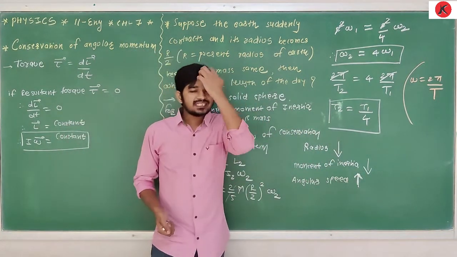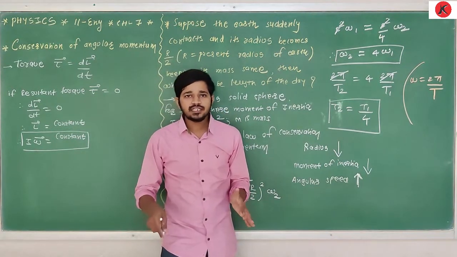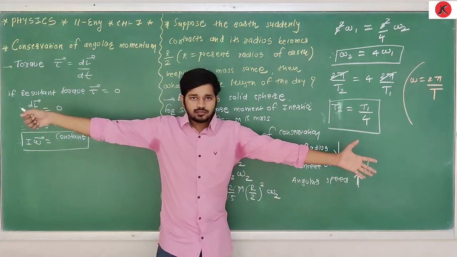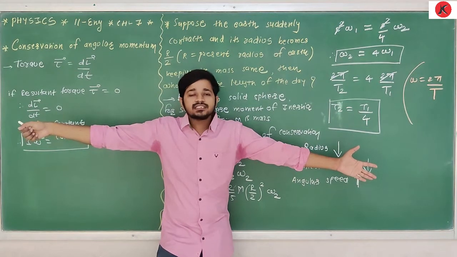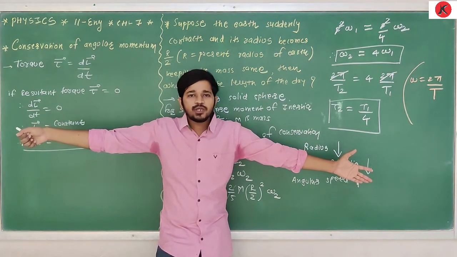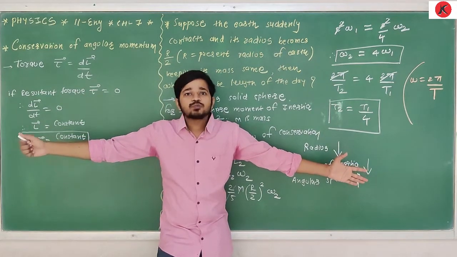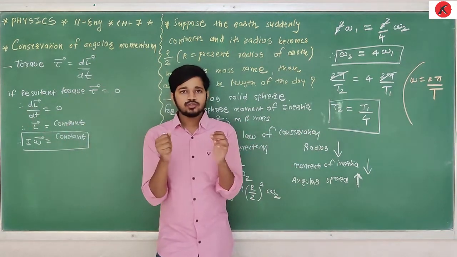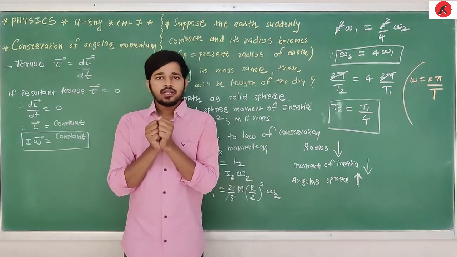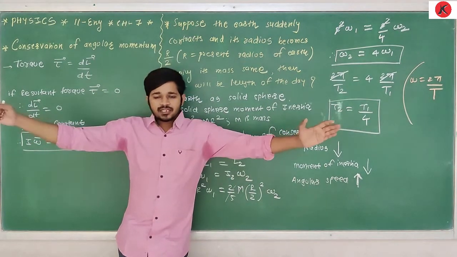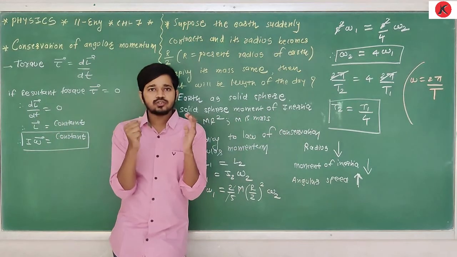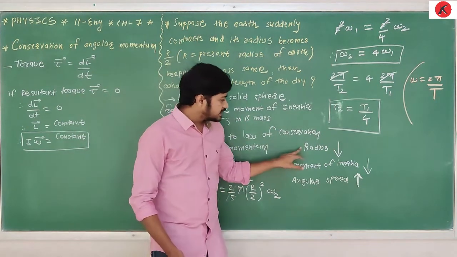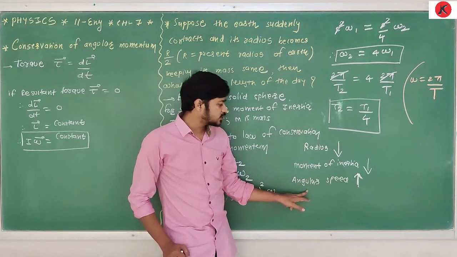So now you can understand that example. If you are sitting in a chair and it is rotating, whenever you stretch your hands outside, the distance increases, moment of inertia increases and speed decreases. Opposite to this, whenever you bring your hands close to your body, the distribution of mass comes nearer to your body. So radius decreases, moment of inertia decreases, angular speed increases.